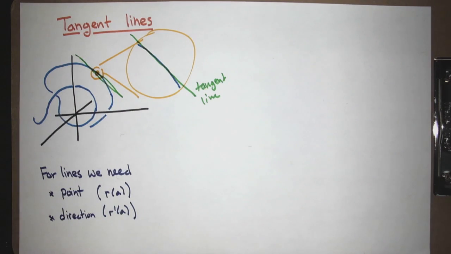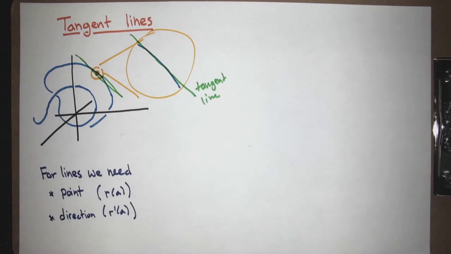So we have to start thinking about how do we make a line? What information do you need? And there's a list. It's a very short list. Every line that you ever make, you're going to have to do 2 things. You're going to have to find a point, and you're going to have to find a direction.